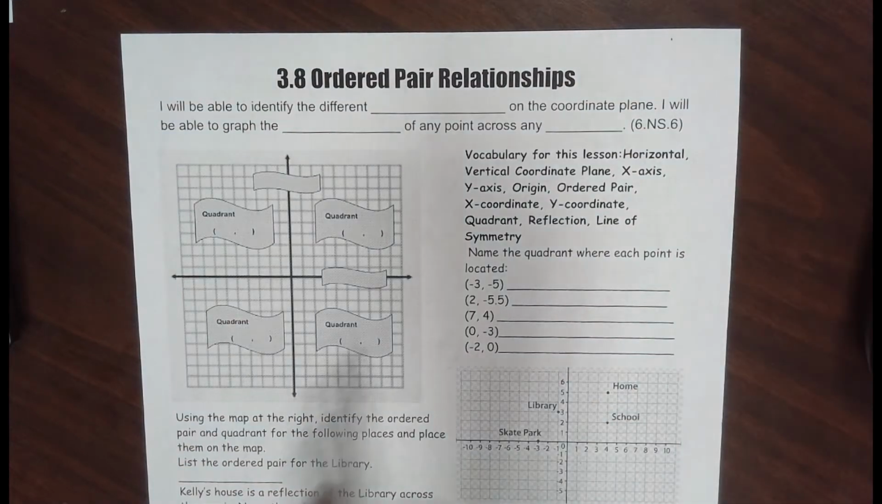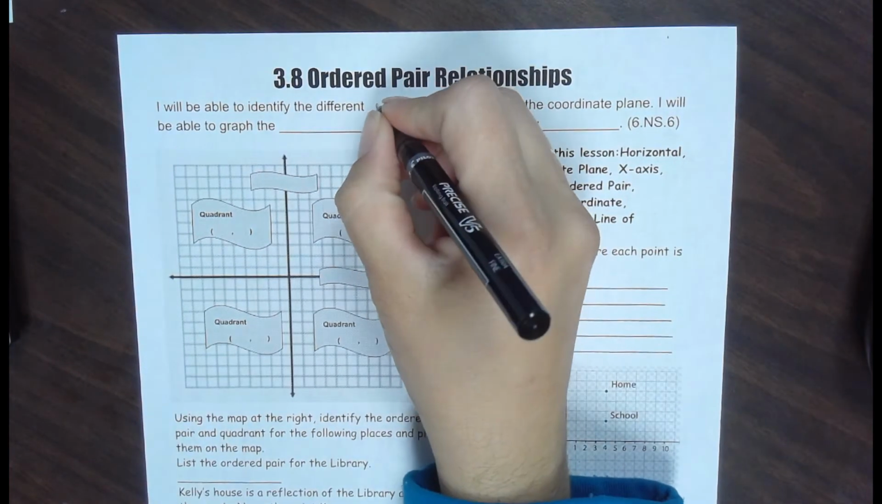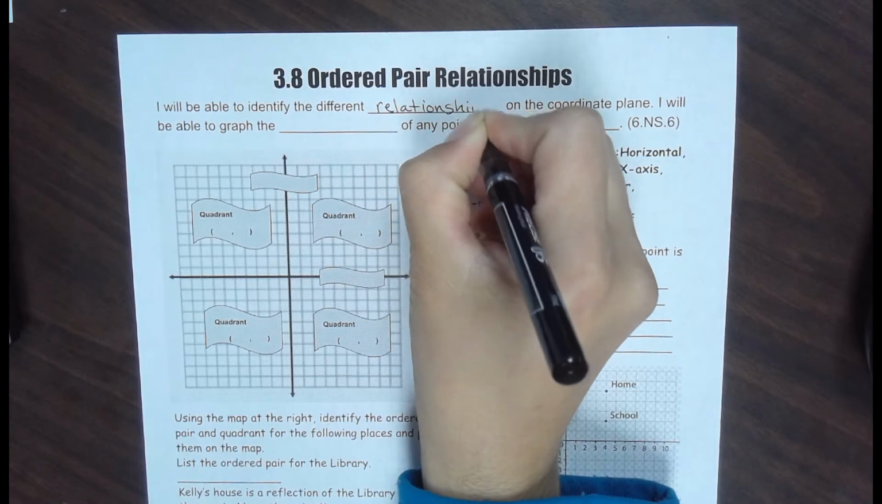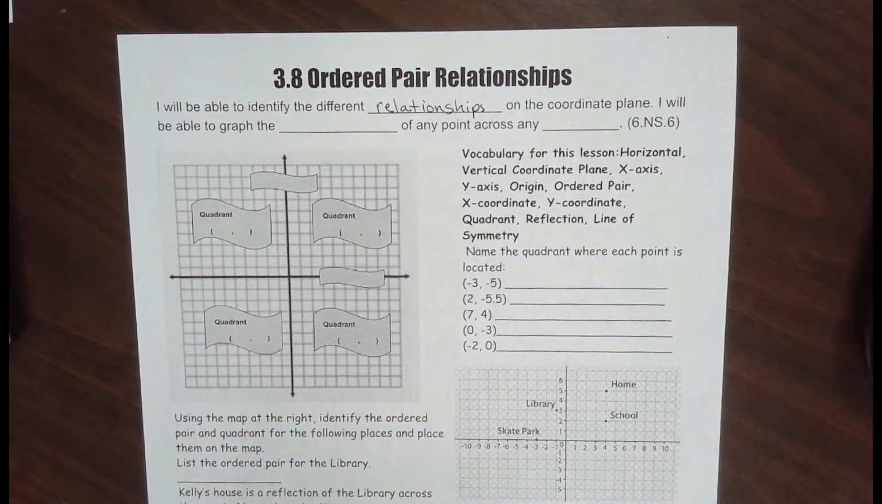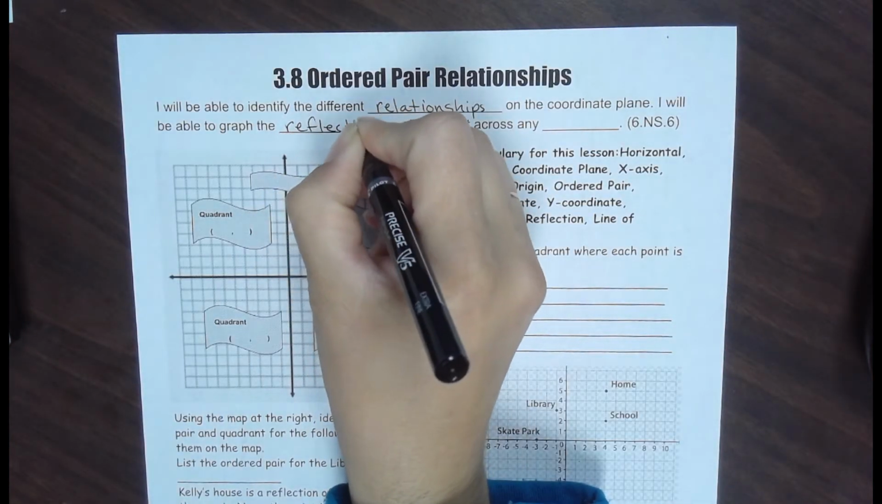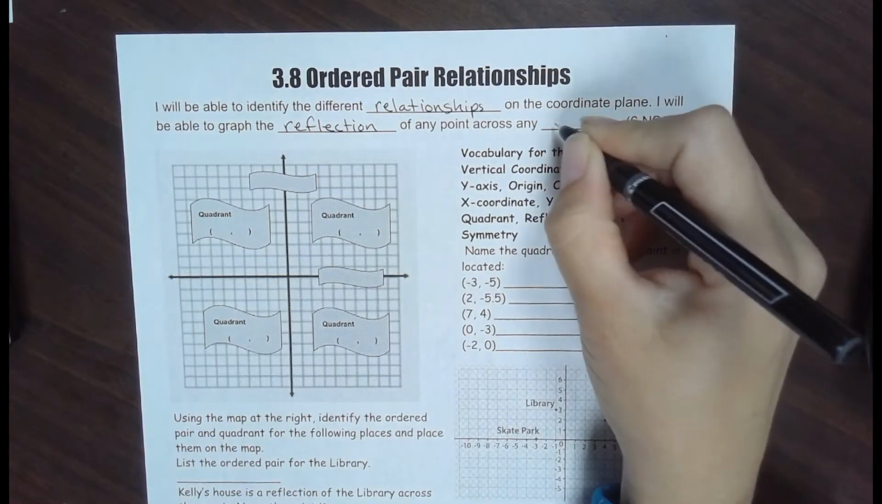Welcome back. This is lesson 3.8, ordered pair relationships. You're going to read from the vocabulary for chapter 3. I will be able to identify different relationships on the coordinate plane. I will be able to graph the reflection of any point across any axis.